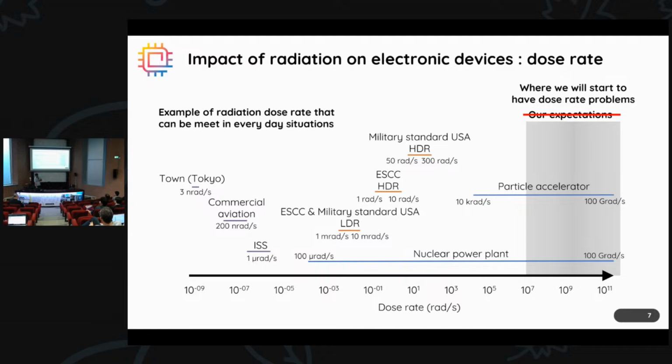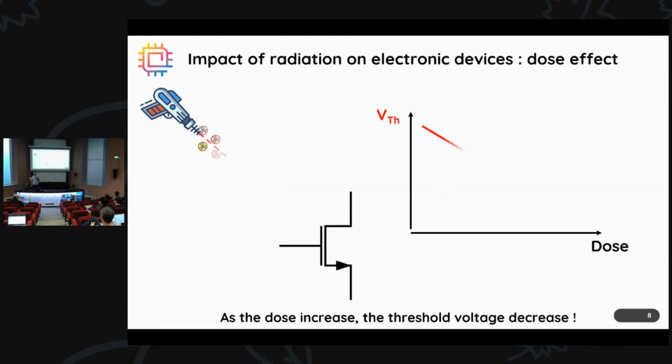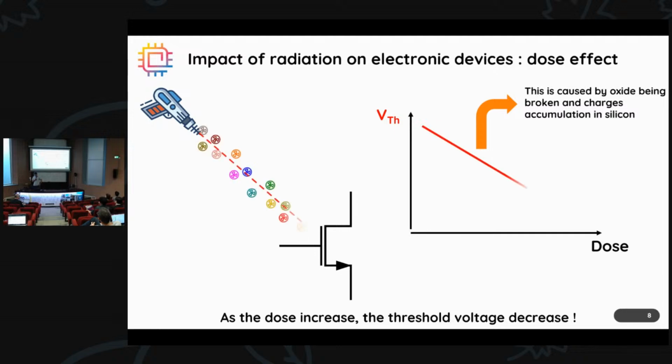Now that I have shortly explained what the dose rate will do on our circuit, let's talk about the dose effect. Here is an NMOS transistor, and when we put a dose of radiation on it, the threshold voltage gets lower and lower. This is caused by the oxide being broken and the charge accumulation in the silicon. So this is the only thing you have to remember for the next part of the presentation.